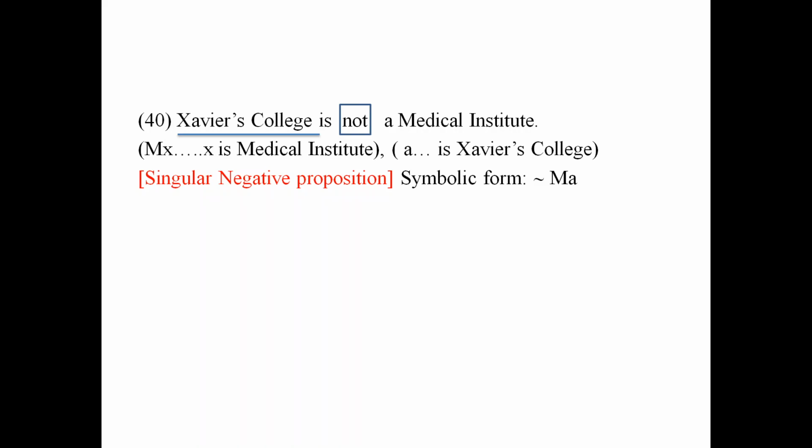So the expression written will be curl MA, where curl is for not, and it has to be written before the statement or before the predicate constant. The symbolic form will be curl MA. So we have learnt here how to symbolize the propositions in predicate logic.